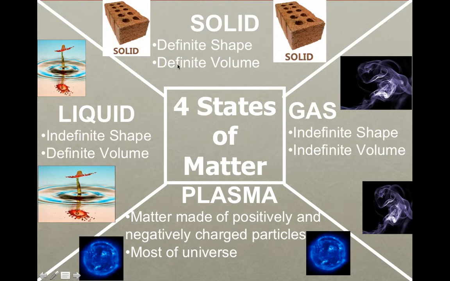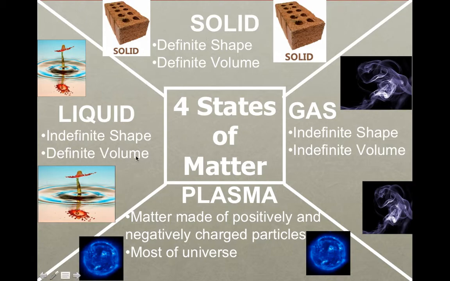But we have a solid up here, and a solid has a definite shape and a definite volume. Okay, so like your granulated sugar, your textbook, your desk, the chair you're in has a definite shape and a definite volume. But sometimes they have irregular volumes or irregular shapes, and so you still have to find the volume of it. So in order to do that, you have to do displacements. Then we have a liquid over here.